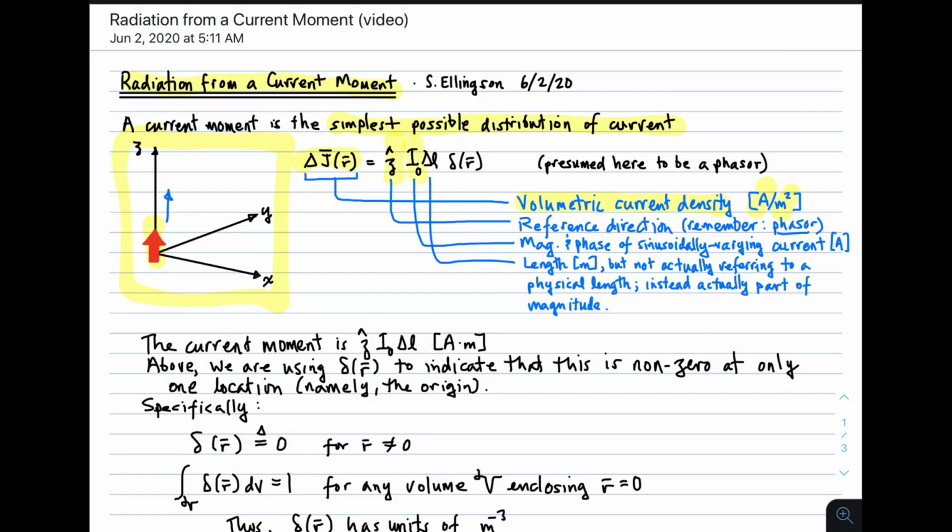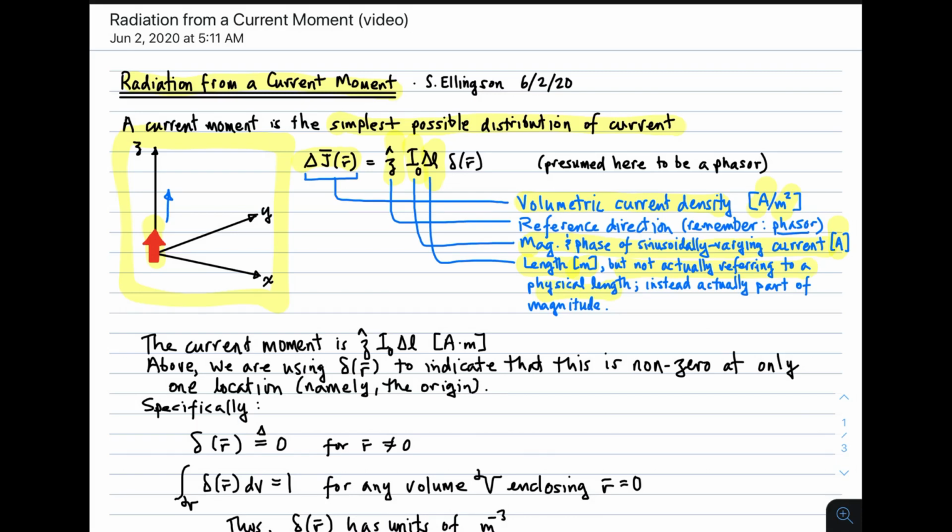The I naught here is the magnitude and phase of a sinusoidally varying current. So we are doing this in the phasor domain, and I naught represents the magnitude and phase of a current, and so it has units of amps. Delta L is a length, so it has units of meters, but be careful. This is not actually referring to a physical length. It is instead actually part of the magnitude.